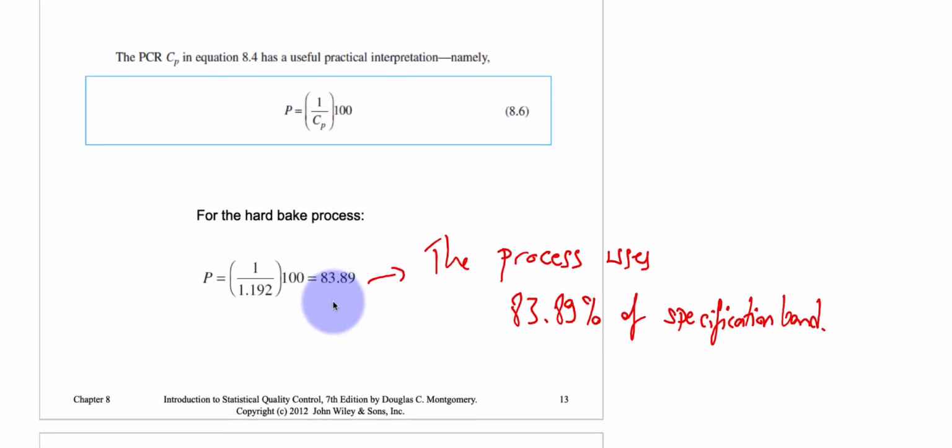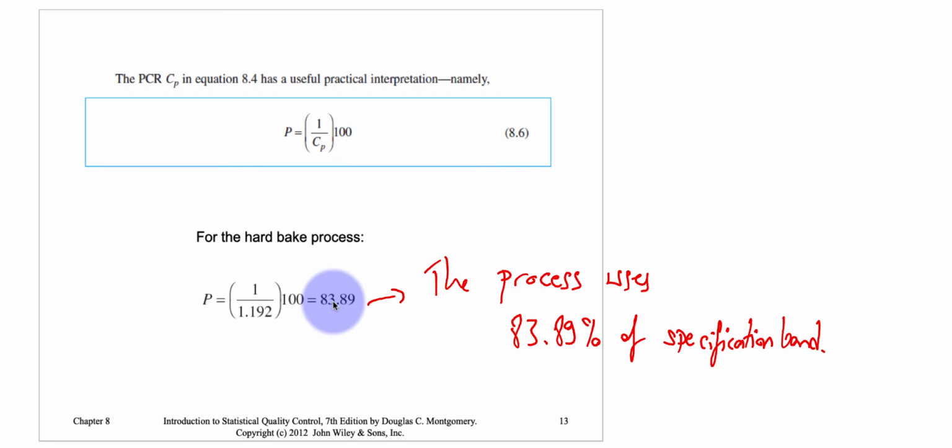So for a practical interpretation of the process capability ratio, we can use percentages. In this percentage, we are going to find how much of the specification range is covered by the natural tolerance limits of the process. So we are going to use this formulation. For example, when we plug the last example's process capability in here, it will give us a number like 83. And we can interpret this 83 like this: the process uses 83% of the specification band.